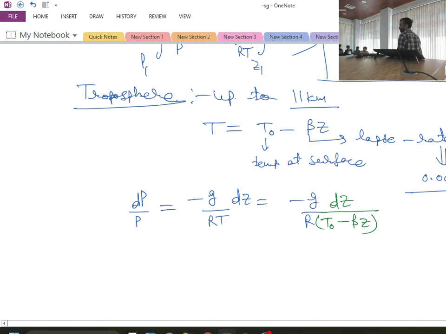Kelvin per meter. K is Kelvin, capital K is Kelvin, and this is per meter. Okay. So when we write small km, then it is kilometer.